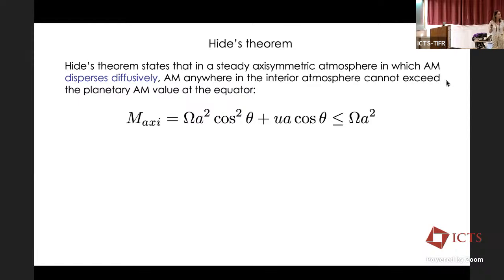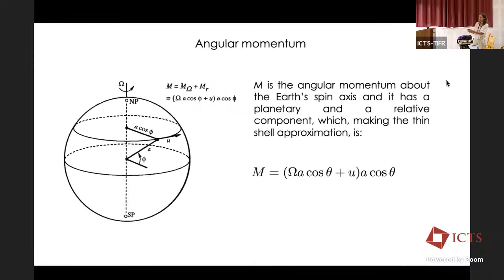I don't have time to go through all of the details of the Hide's theorem, but the important thing is that it applies to an axisymmetric atmosphere. Again, we are neglecting variations with longitude, in which angular momentum disperses diffusively. And one can show that if this is true, angular momentum anywhere in the interior atmosphere cannot exceed the planetary angular momentum value at the equator. That is to say, no matter where you are in your atmosphere, meaning what is your latitude, this total angular momentum value cannot exceed that of the planetary angular momentum computed at the equator. If we go back, the angular momentum computed at the equator is just omega a squared.